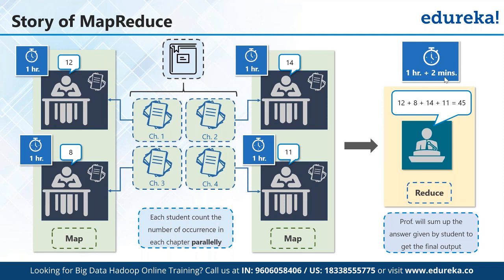So 1 hour plus 2 minutes. This is how it is faster. Earlier it was taking 4 hours because each one of them was working individually. Now you have distributed it.